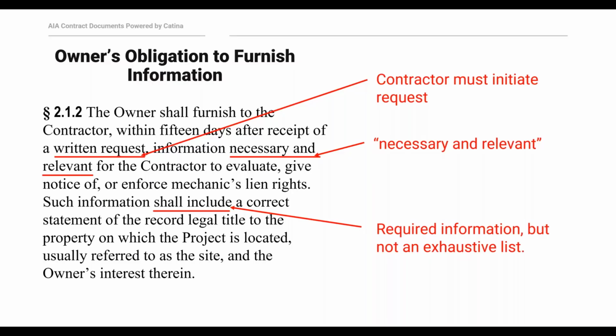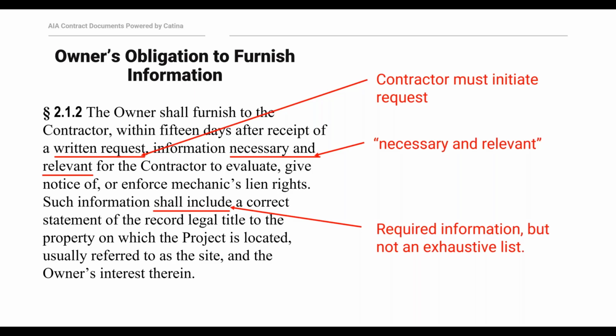And next, I want to talk about another section of the A201 that helps to protect contractors and their lien rights on a construction project. This one is very important for contractors to know they have this right. This is the owner's obligation to furnish information about itself and about the property that the contractor would need in order to evaluate, give notice of, or enforce mechanics lien rights.